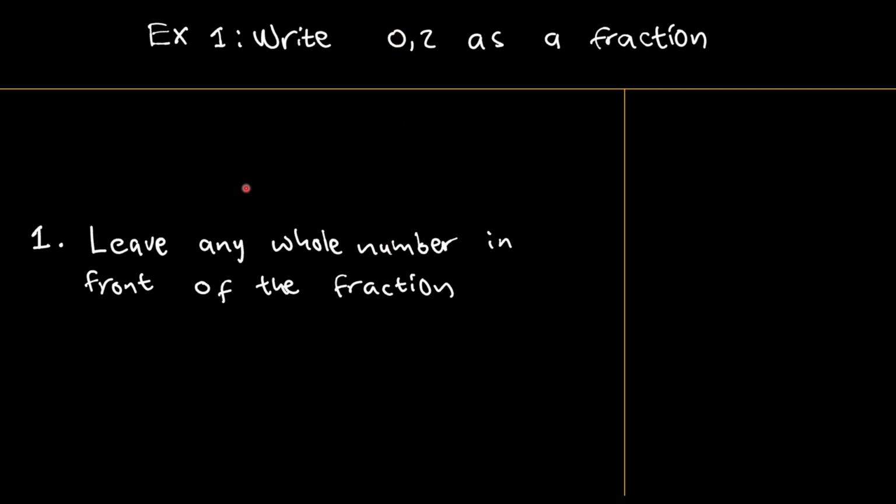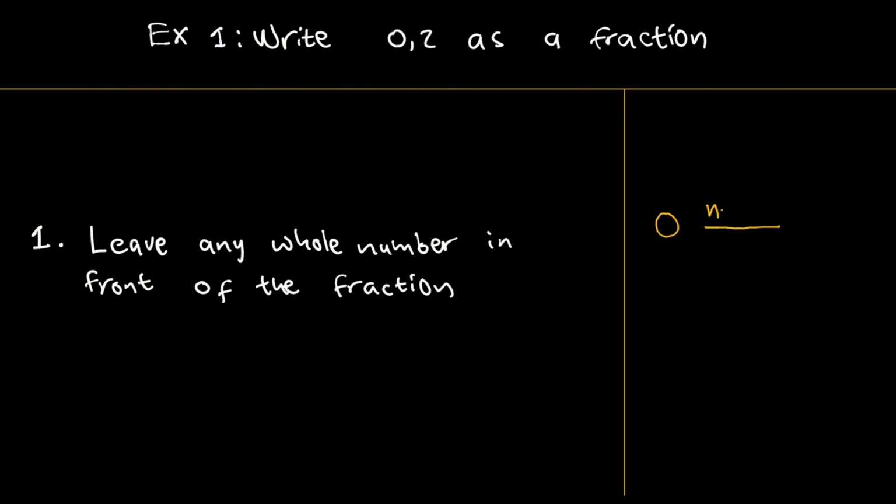Now you need to leave a whole number before a decimal point. This is the first step. You leave any whole number. So in this case, the whole number that we have is 0. You leave it in front of a fraction. Remember, we are trying to write this into a fraction. Now I'm going to go ahead and write 0. That is our whole number that I'm going to leave in front of a fraction.